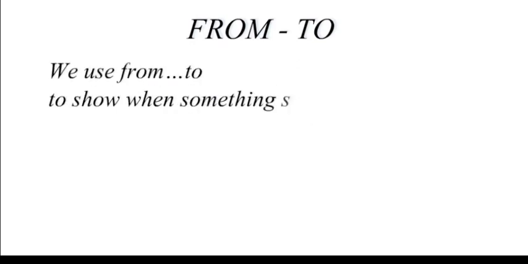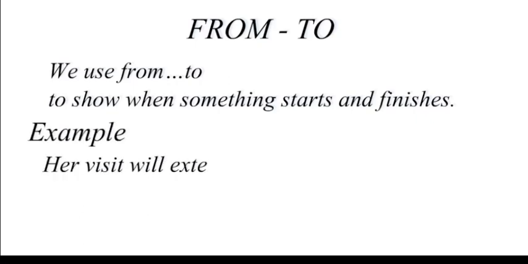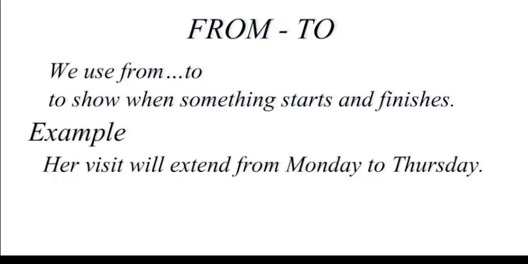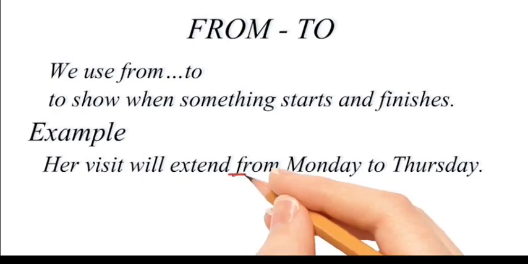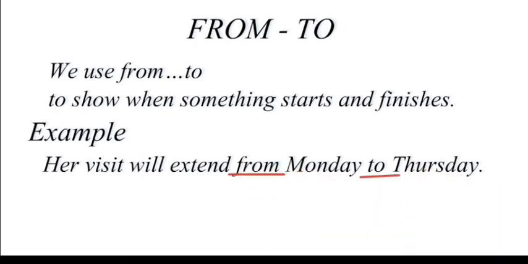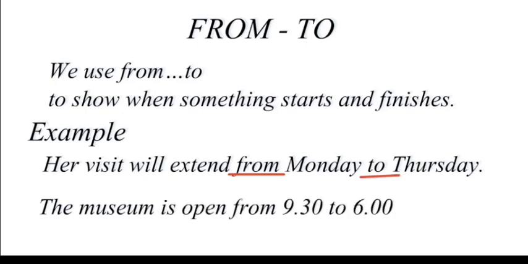Let's see how. We use from and to to show when something starts and finishes. For example, her visit will extend from Monday to Thursday. So the visit extends from Monday to Thursday. Next example, the museum is open from 9:30 to 6 p.m. So this one is easy, I hope you get it.